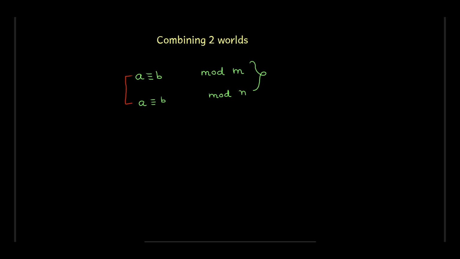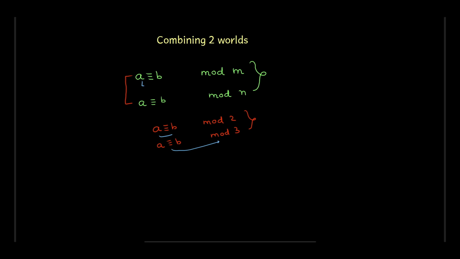For example, let's consider this. If A and B are equal in the world of 2 and they are also equal in the world of 3, which bigger world would you think they would also be equal in? So notice that if they are equal in this world of M and they are equal in this world of N, what does this mean?